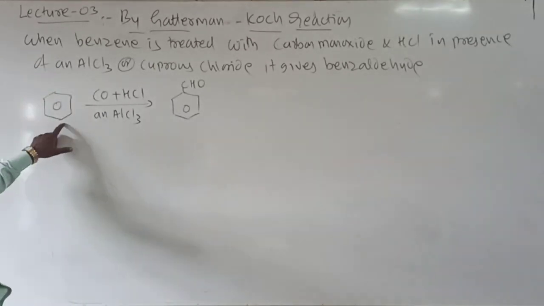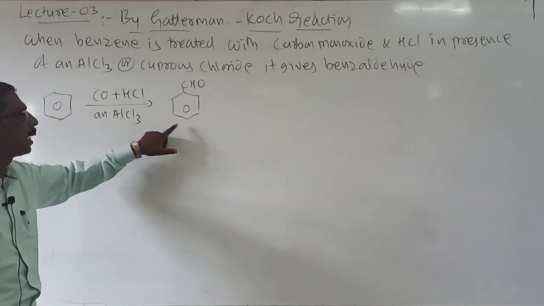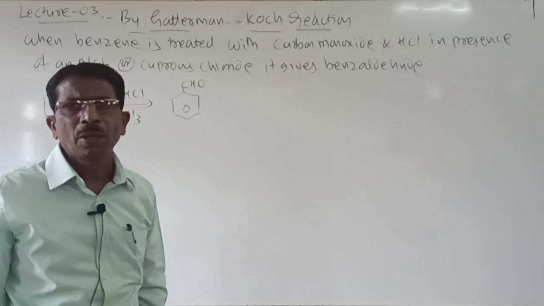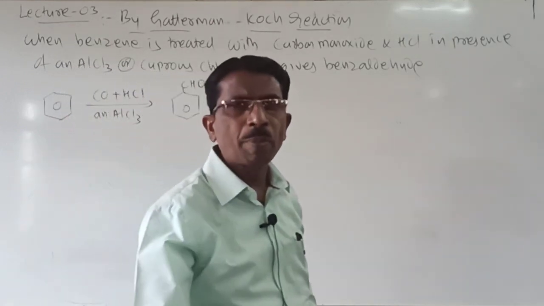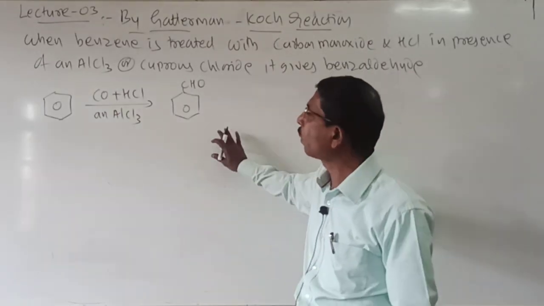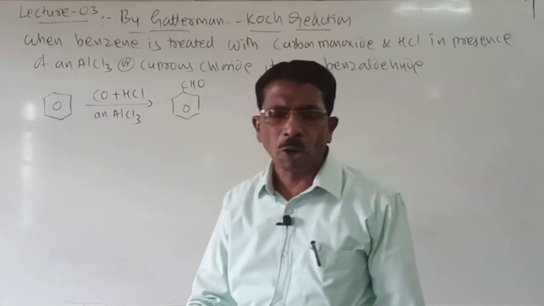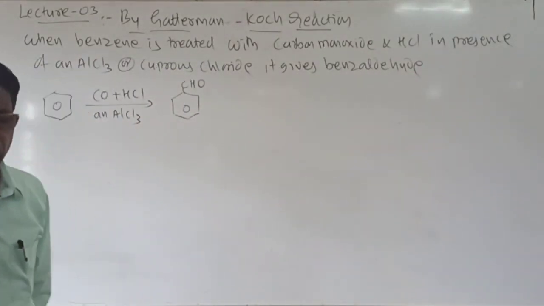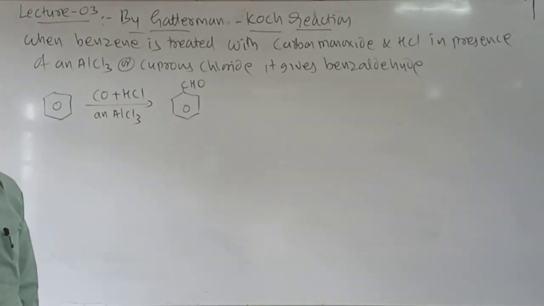Sometimes they may give the benzene ring and ask you to name the product A. So it is for 1 mark, and for 2 marks they may ask the complete definition or complete statement. What is the Gattermann-Koch reaction and how is benzaldehyde obtained from the Gattermann-Koch reaction.